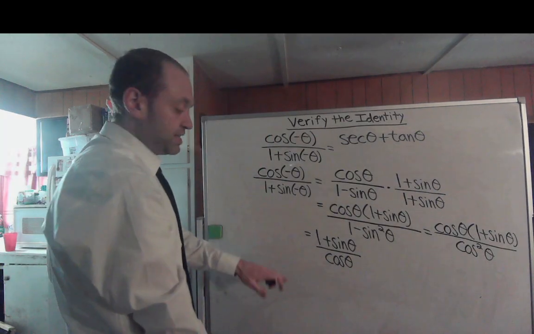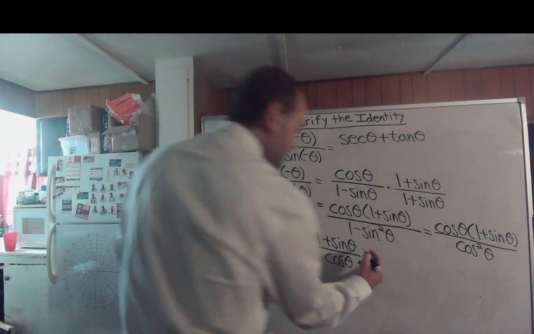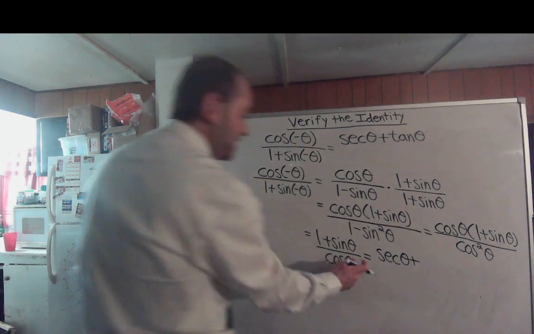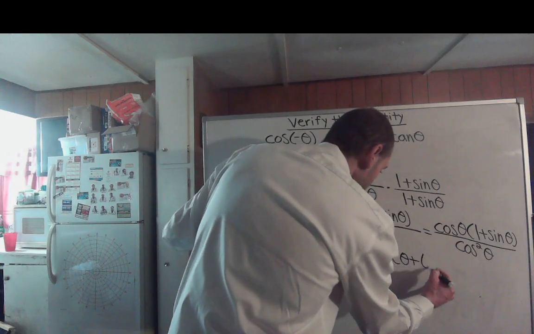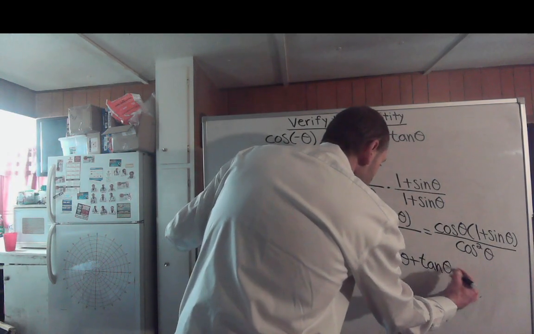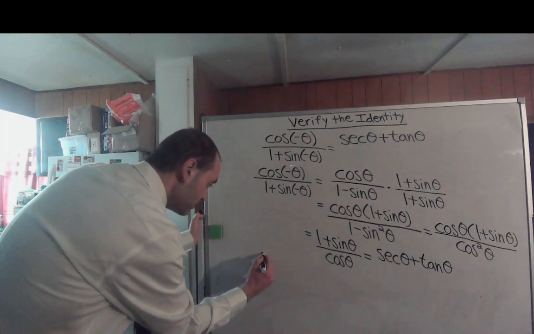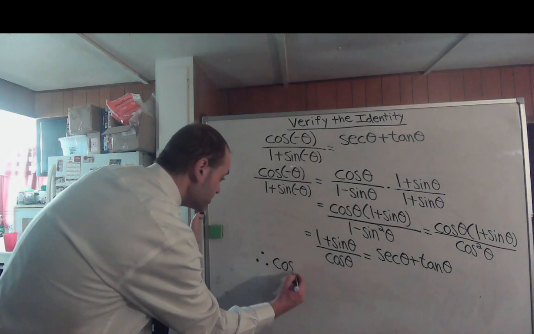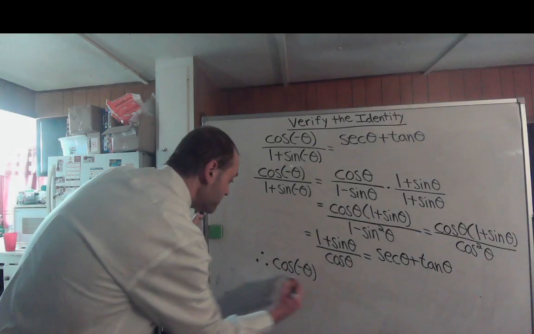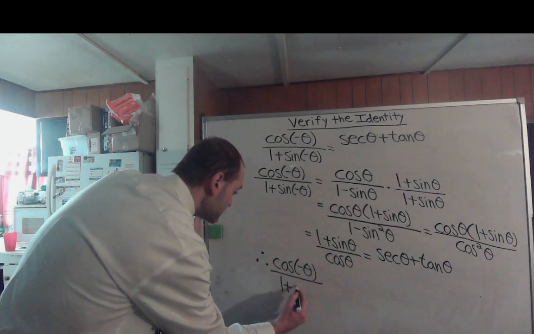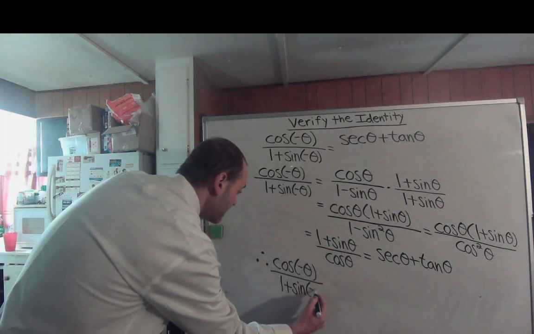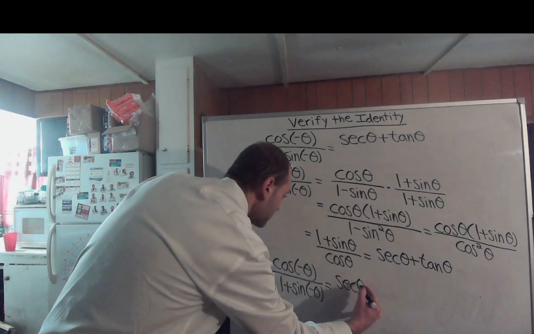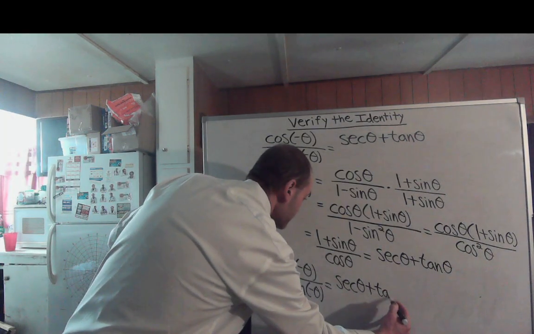Well, we could separate these terms. What's 1 over cosine? That's secant, so this would turn into the secant of theta plus sine of theta over cosine of theta. That's tangent of theta. So we have achieved our desired result, so we have verified the identity. So therefore, the cosine of negative theta all over 1 plus the sine of negative theta is equal to the secant of theta plus the tangent of theta.